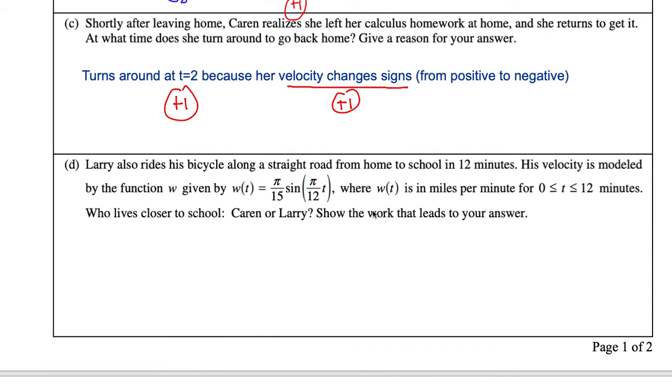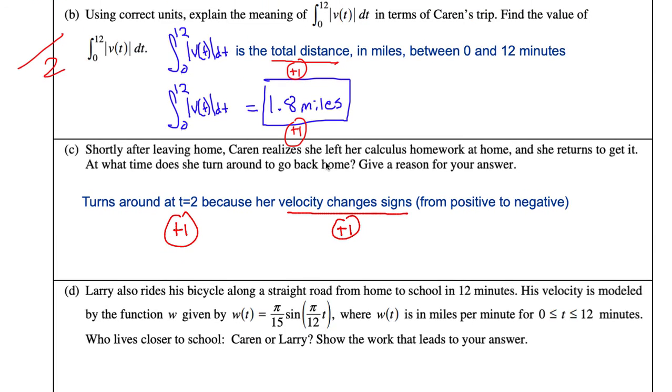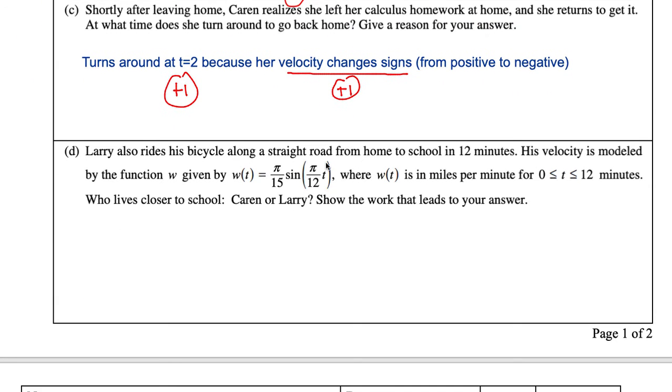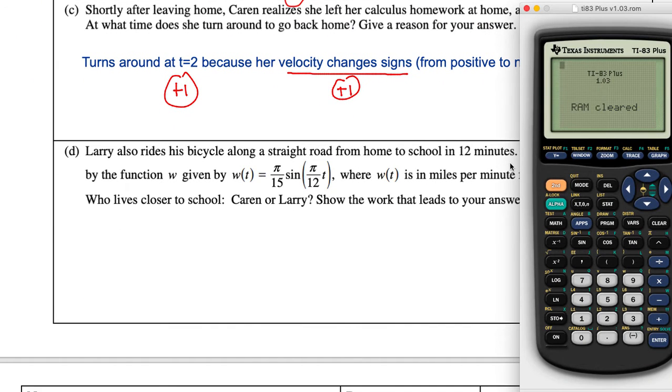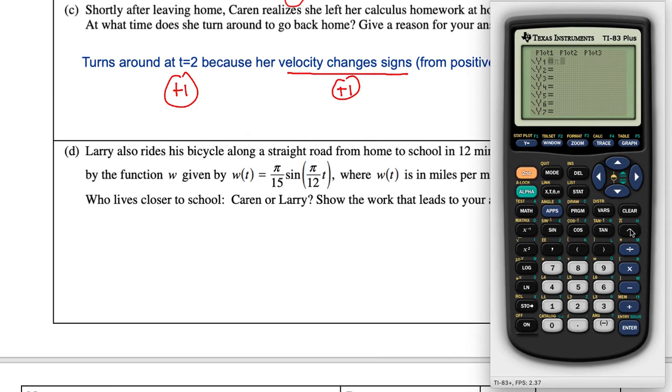So Larry is racing or something. He's going against her. His velocity is modeled by an actual function. Who lives closer to the school? So we need to find the total distance that Larry's traveling and compare it to the total distance of Karen. And whoever has the lower total distance is the answer. So let me really quickly here, because you guys have already done this, figure out what's going on here. So we have y equals, just plugging this in, pi over 15 times sine of, in parentheses, pi over 12 times x. I think I have that all correct. You guys can check that.